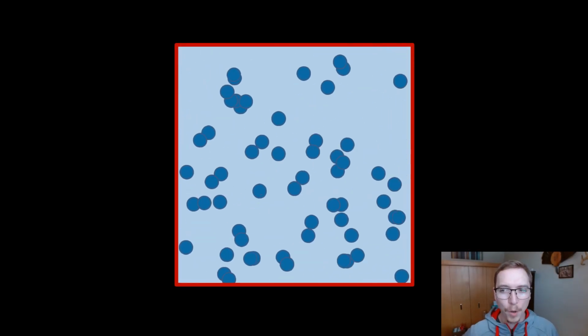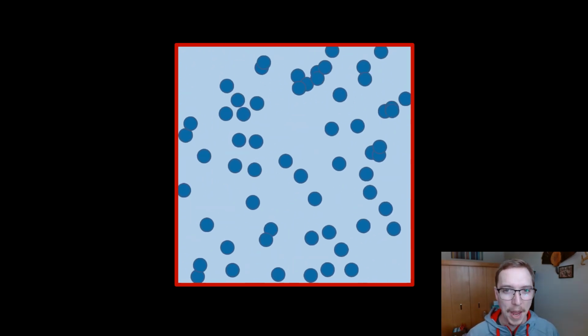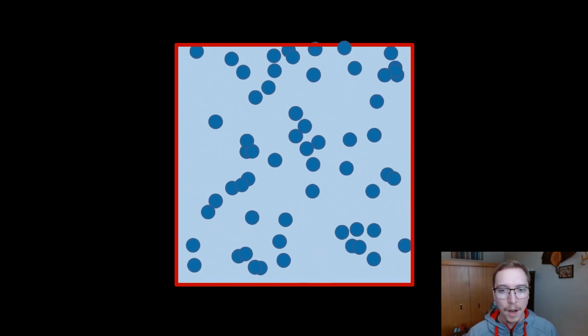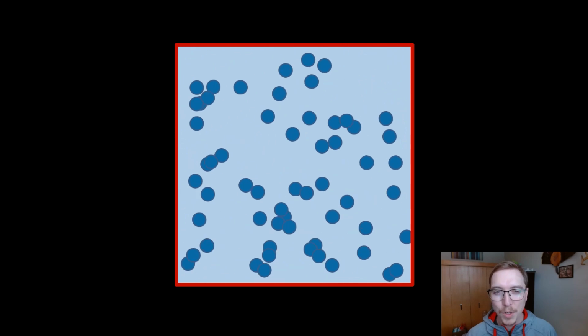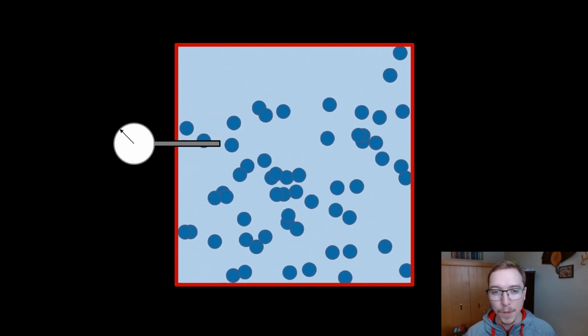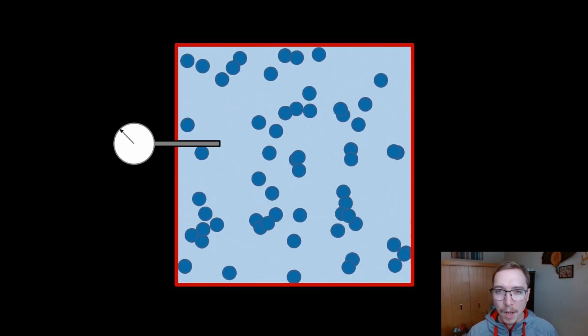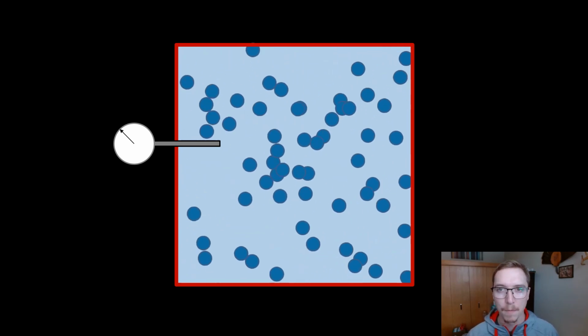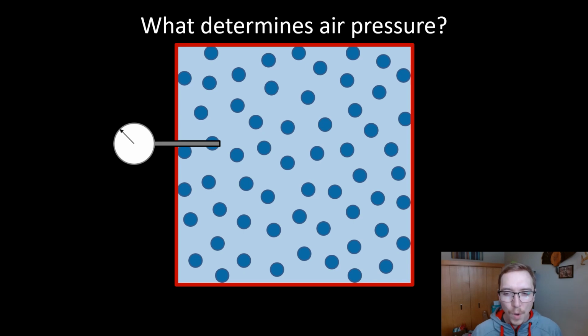So we can think of particles of air as bouncing chaotically around the atmosphere like we see here. Now, you might ask yourself, what determines that? Because we have a pressure that's based off of how these molecules are moving, but there's something that determines that. So what determines air pressure?